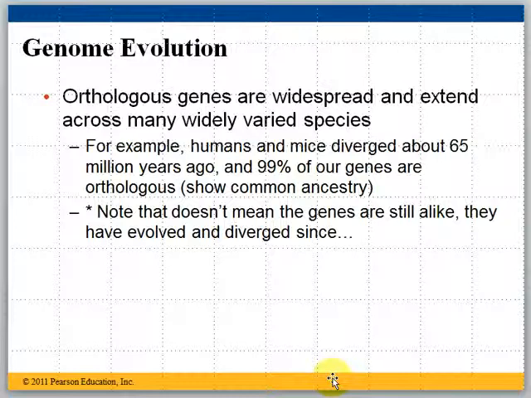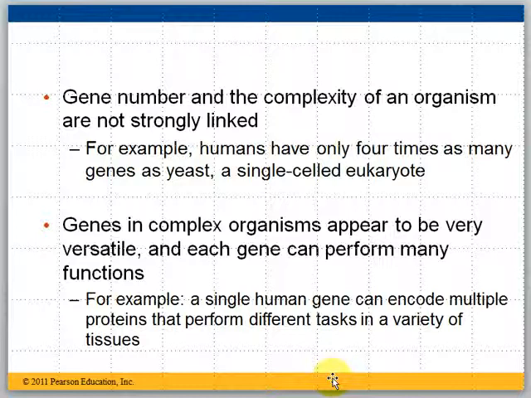One more thing to keep in mind when you're looking at the genome of these creatures and trying to infer relationships is that the gene number and the complexity of the organism are not strongly linked. So you might think that the more complex the creature is, the larger its karyotype, the more chromosomes it's going to have and the more genes it's going to have. Well, that's not really the case. When we talked about the chromosomes, we found that there was really no relationship, and we just want to hit that again. For example, humans have only 4 times as many genes as yeast. And yeast is a single-celled eukaryote. I mean, we are vastly more complex than yeast, but we only have about 4 times as many genes. So there's no direct relationship between the number of genes and the complexity of the creature.